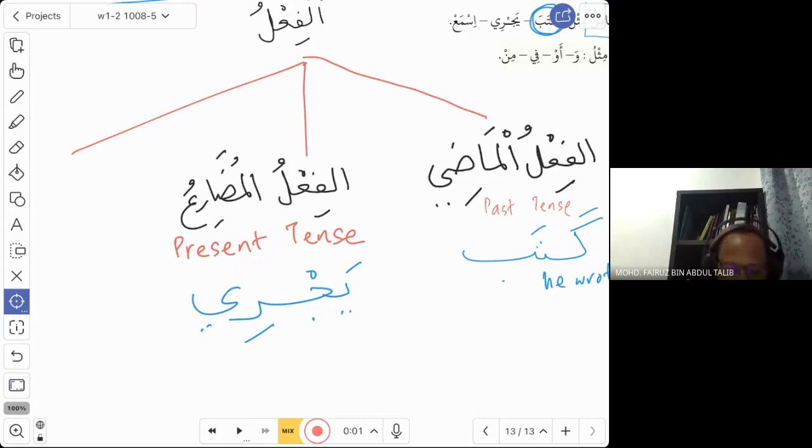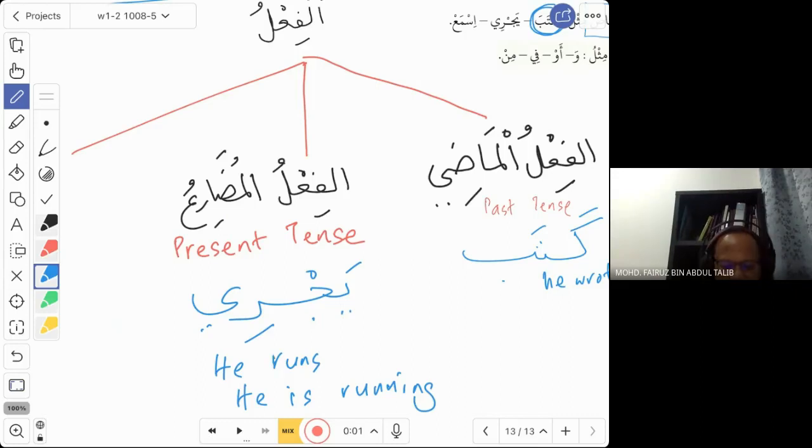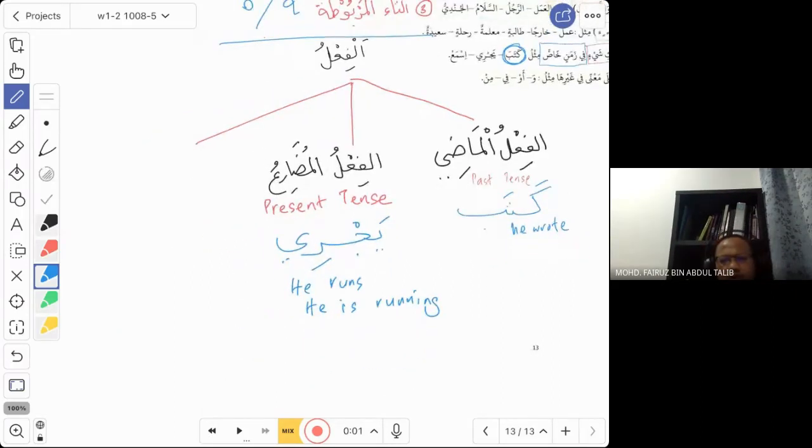And the person, of course, as I mentioned just now, every fi'l includes the person as well. The person for this yajri is he. So this is he runs, or sometimes you have to translate it as he is running. What is important is that this is the present, whether simple present tense or present continuous tense. So this is the second verb, al-fi'lu al-mudari'. You have the first, al-fi'lu al-madi, and second, al-fi'lu al-mudari'.